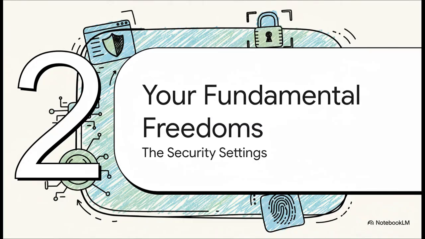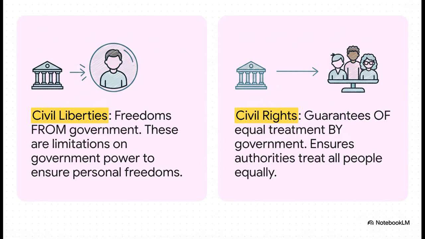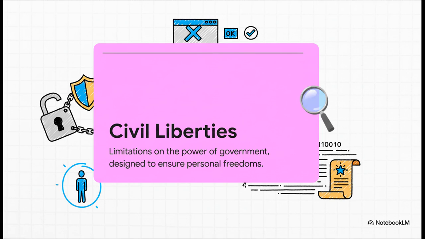But this powerful framework isn't absolute. The government's operating system has built-in security settings designed to protect you, your fundamental freedoms. Okay, so this is a crucial point, really understanding this distinction. Civil liberties are your protections from government overreach. Think of them as a giant do not enter sign for the government. Civil rights, on the other hand, are guarantees of equal treatment by the government. So it's not about what the government can't do, but what it must do to make sure everyone is treated fairly. These liberties are the core personal freedoms you're probably most familiar with.